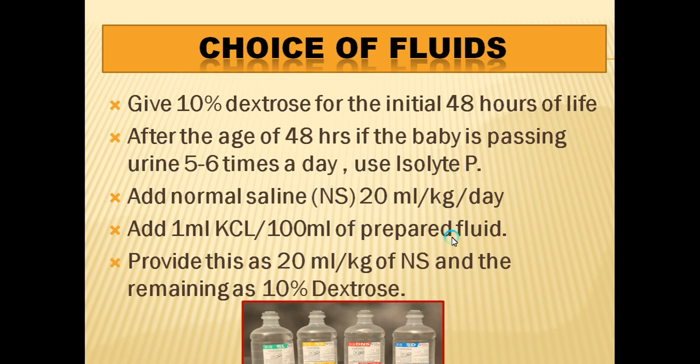So this is how, so I think your concept is clear. We start with 10% dextrose. See after two days we see for the amount of urine. If the baby's kidney functions are good, we give isolate P. And apart from that, we need to give two things: 20 ml per kg of body weight is normal saline, and per 100 ml of the prepared IV fluids, whether it is normal saline plus the 10% dextrose, or if it is isolate P plus normal saline, whatever is the per 100 ml, we add 1 ml of KCl. So this is the choice of fluids.